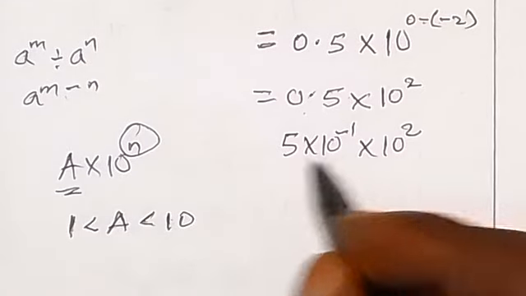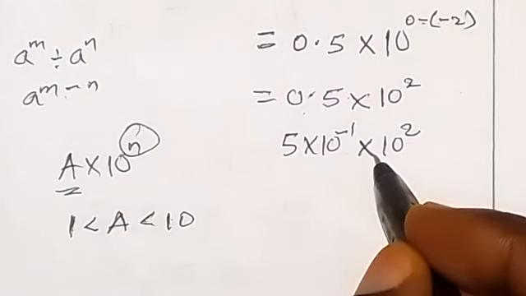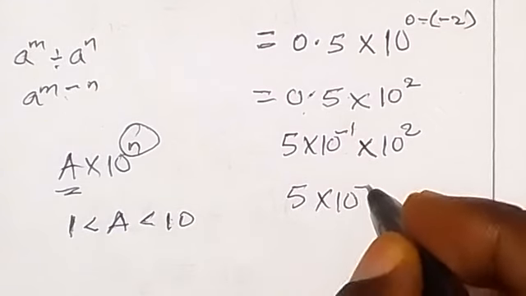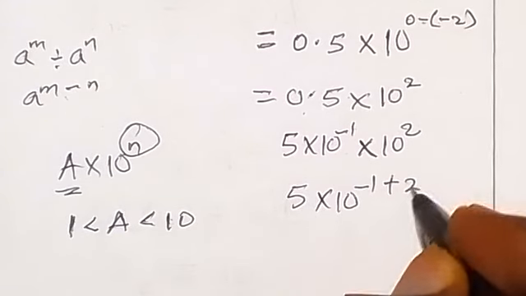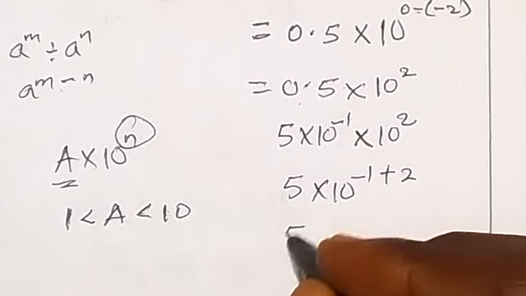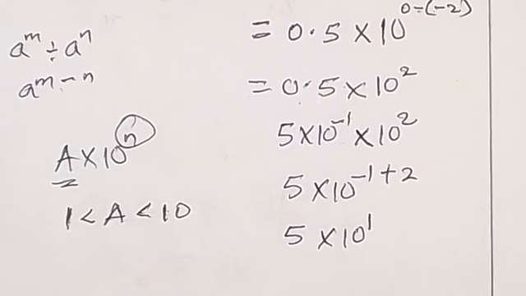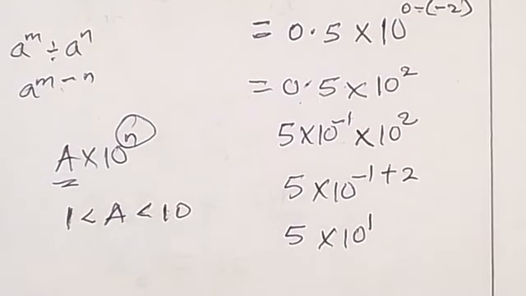Now, applying the law of indices again, multiplication is addition of the powers. That is 5 times 10 raised to the power minus 1 plus 2. And minus 1 plus 2 is 1. That's 5 times 10 raised to the power 1 in standard form. That's also 50. That's the solution to the problem.